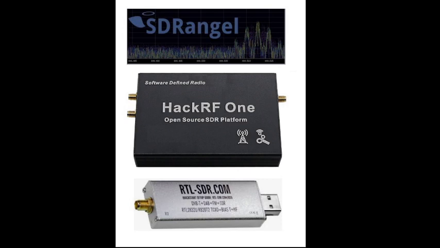Hello, this is a short introduction to SDRangel using the HackRF One transmitting and receiving module, but in this section we'll only be using the transmitter and the RTL-SDR version 3. The RTL-SDR is rated from up to 1.7 GHz and the HackRF One up to 6 GHz, so we'll be operating somewhere around 400 MHz for the purposes of this demonstration.